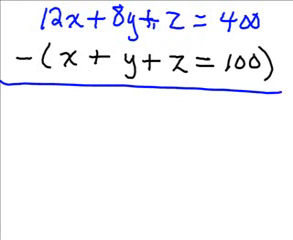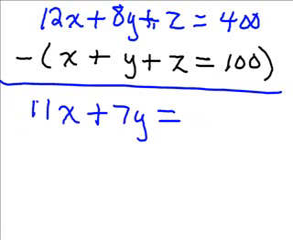Okay, so when we do the subtraction, I have 12 minus 1, that's 11x, plus 7y equal to 300. And again, what you want is to eliminate one of the variables. So these z's, since they both had a coefficient of 1, subtract out very nicely.